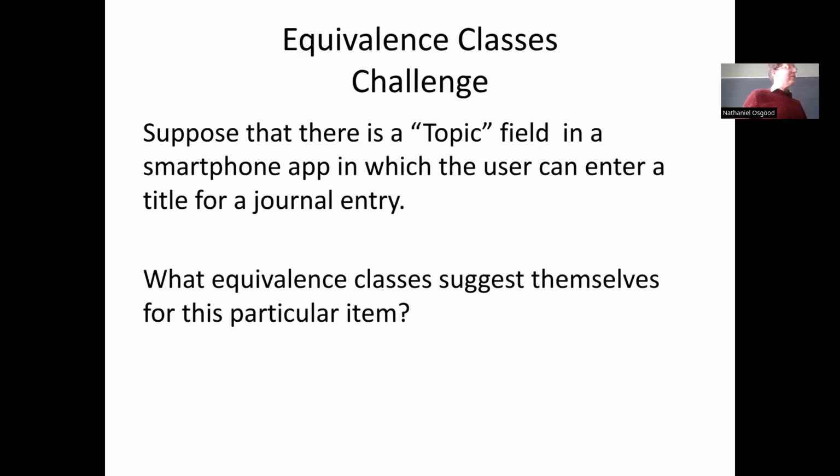Topic field in a journal entry. What equivalence classes would you want to be sure to have an example of each? Yes. Empty. Excellent. Empty is a good one. You certainly don't want it to die if it's empty. It should do something intelligent if it's empty, maybe even give an error message, right? But it should handle it in some way. What's another type of thing you'd want to do? Yes. Good. War and Peace in there. So you put in something that's too large.